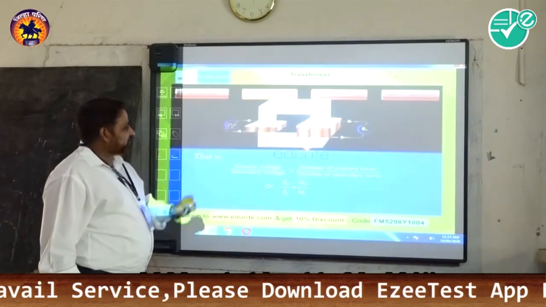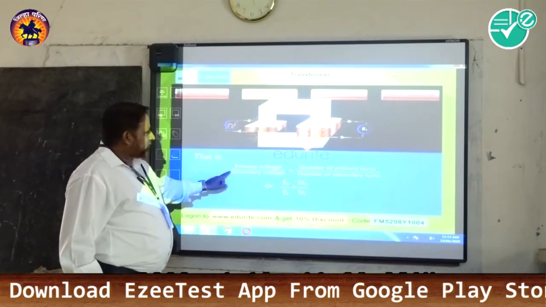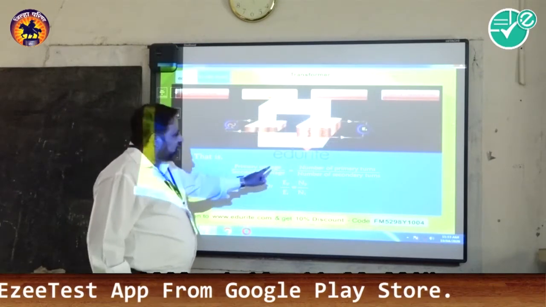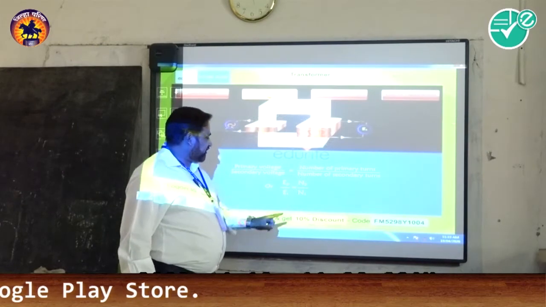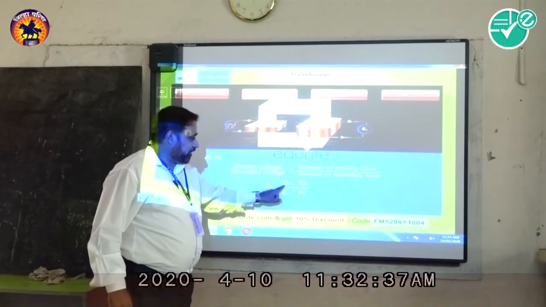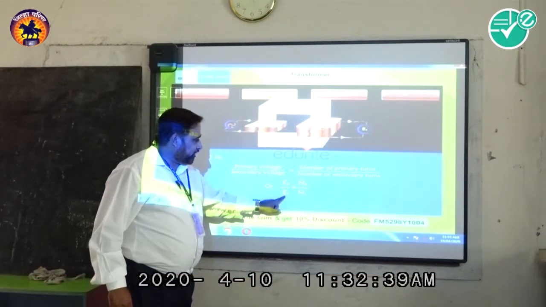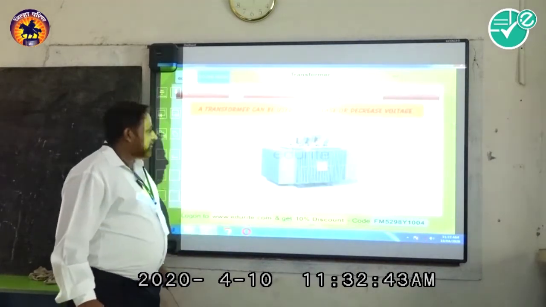In this way, the lines of force are produced. See here, the primary voltage to the secondary voltage is equal to the number of primary turns to the number of secondary turns. Or we can see here, EP, the primary voltage EMF, divided by ES is equal to NP by NS.